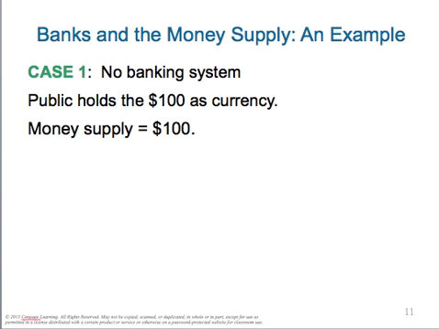Now, case one, with no banking system, the public holds $100 in currency. The money supply is $100. Okay, there's no banking system. It's just $100 floating around between people out there.